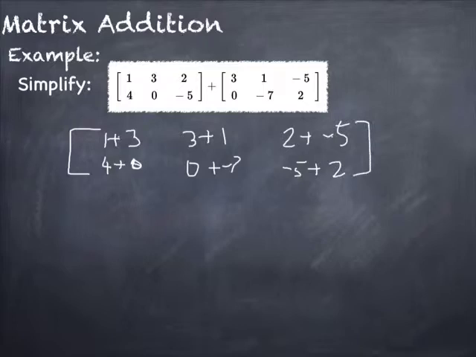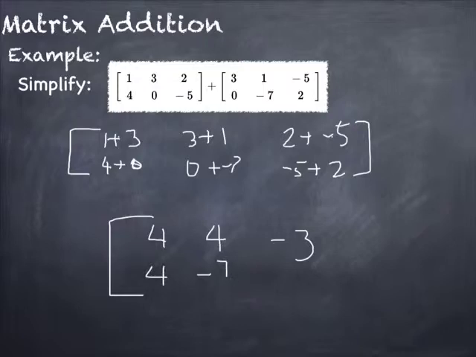We add each of those up, we get the matrix 4, 4, negative 3, 4, negative 7, and negative 3. So to add two matrices together, you just add all the elements that correspond up, and there's your sum.